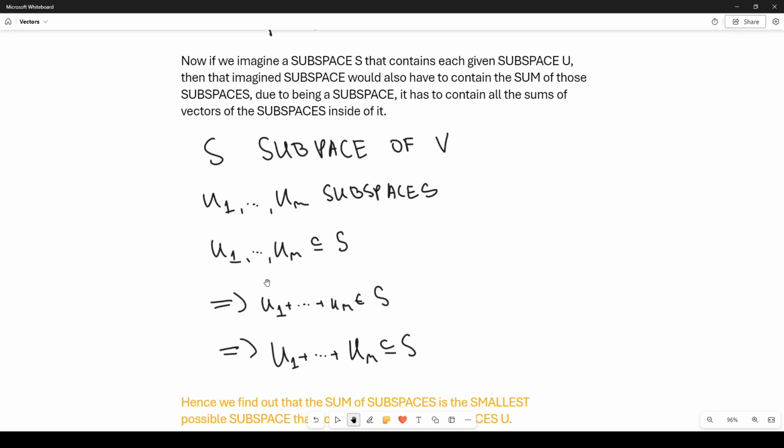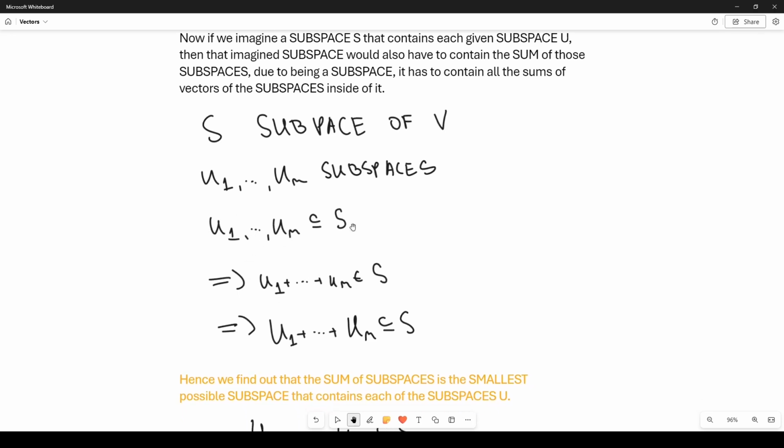So, since S contains all of these subspaces, and it's also a subspace in its own right, well, if I take vectors from the corresponding subspaces and I add them up, all of those vectors belong to S. S is also a vector space since it is a subspace. So that means that this sum belongs to S. So that means whatever element I take from my sum of subspaces, that element also is contained within S. That means that this sum is a subspace of S.